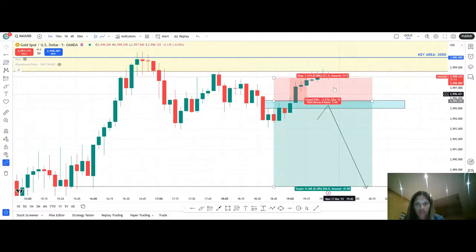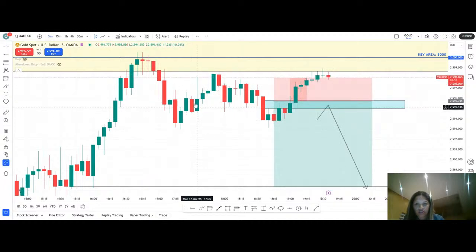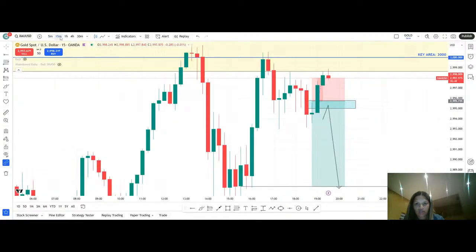See those dojis, small dojis here. It's a good sign. Those dojis indicate that the bullish momentum is dying down and that there is a beginning of bearish momentum coming into the market.